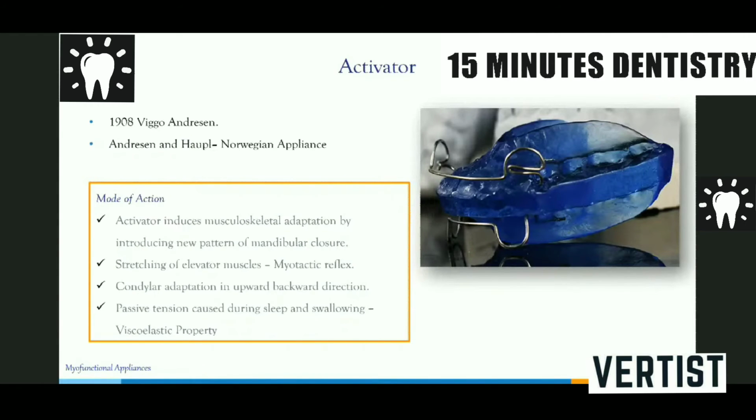The activator induces musculoskeletal adaptation by introducing a new pattern of mandibular closure, stretching of the elevator muscles, that is the myotactic reflex, and condylar adaptation in the upward and backward direction. You need to enumerate all these modes of action when it is asked. It is much easier at the undergraduate level. Passive tension caused during sleep and swallowing, that is the viscoelastic property, has to be well understood. This is the image of the activator.